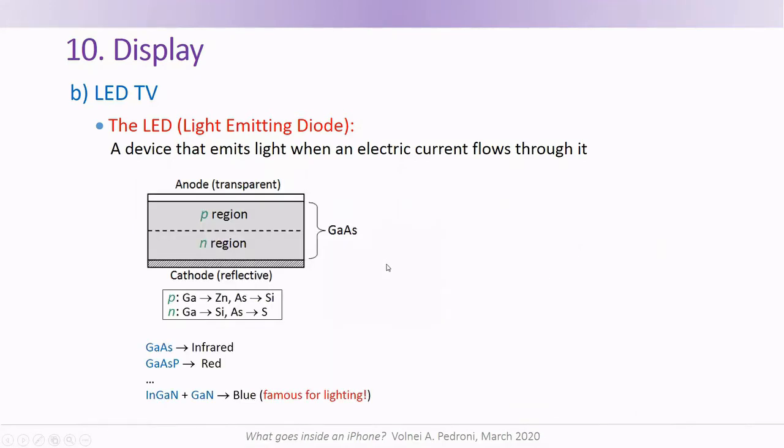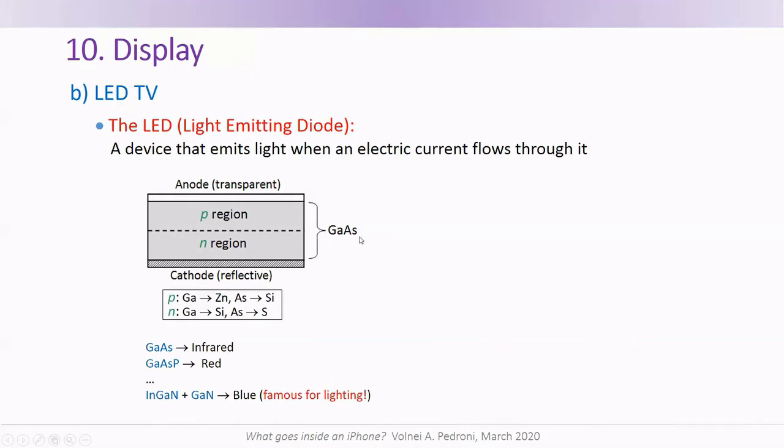The construction can be done with a single semiconductor. In this example, gallium arsenide. This semiconductor is doped to create a region with free positive charges and another region with negative free charges. This can be done for P by replacing gallium with zinc, for example, or arsenic with silicon, and for N by replacing gallium with silicon or arsenic with sulfur.